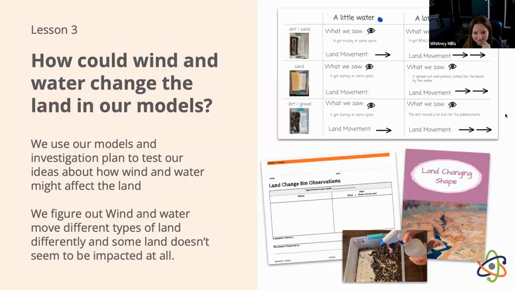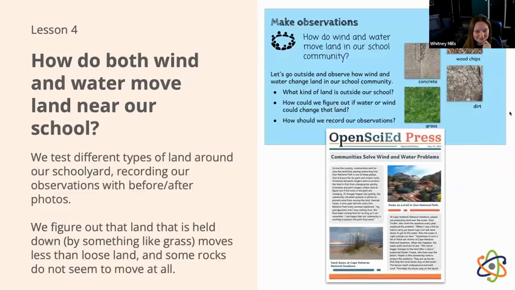So in lesson 4, we're going to do just that. We are going to go see if wind and water move that land around our school. So we all get together, we get in groups, we get to try that out. We test different types of land, maybe there's some rocks, maybe there's some soil. We might make some noticings based on our environment, maybe we can get some rocks to move, maybe some others won't.